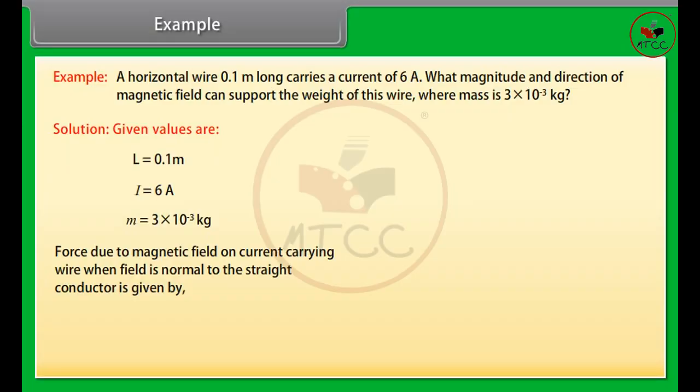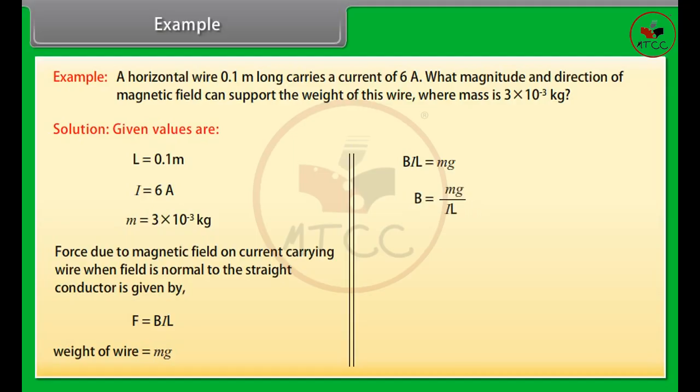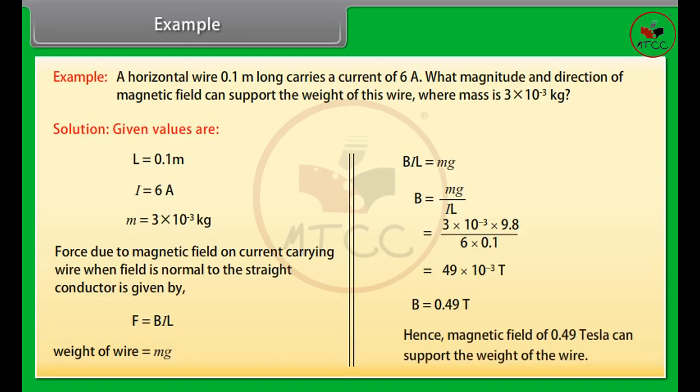Force due to magnetic field on a current-carrying wire when the field is normal to the straight conductor is equal to BIL. Weight of wire is given by mg. On comparing these two equations, we get BIL = mg, which can be written as B = mg divided by IL. By putting the values and calculating, we get the value of B = 0.49 Tesla. Hence, a magnetic field of 0.49 Tesla can support the weight of the wire.